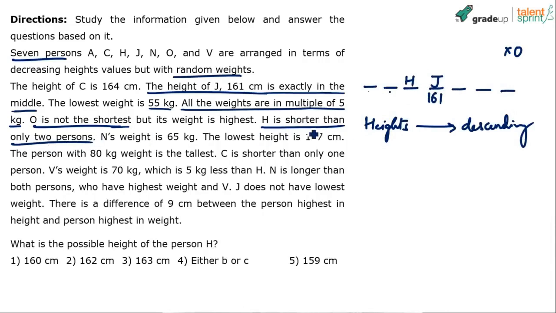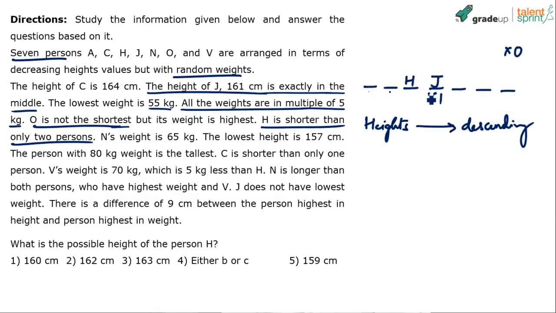H is shorter than only 2 persons means H is the third tallest. These statements have been explained very clearly in our TalentSprint videos. You can refer to those videos if you want. So when H comes in the third position, these are the 2 persons who are taller than H. Or we can say H is shorter than only these 2 persons. H is taller than the remaining persons.